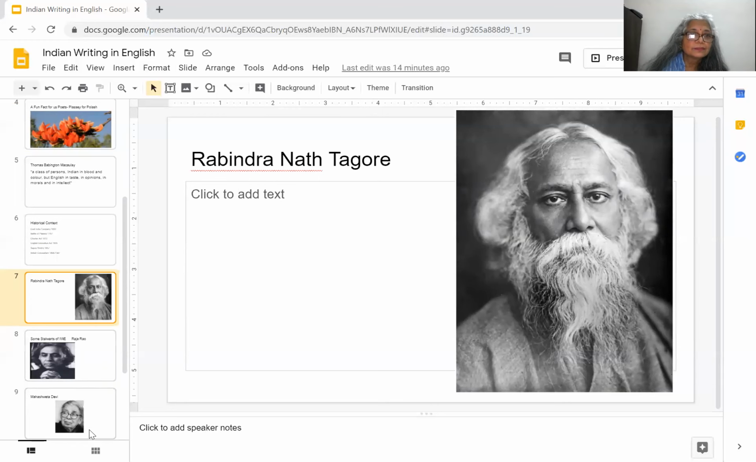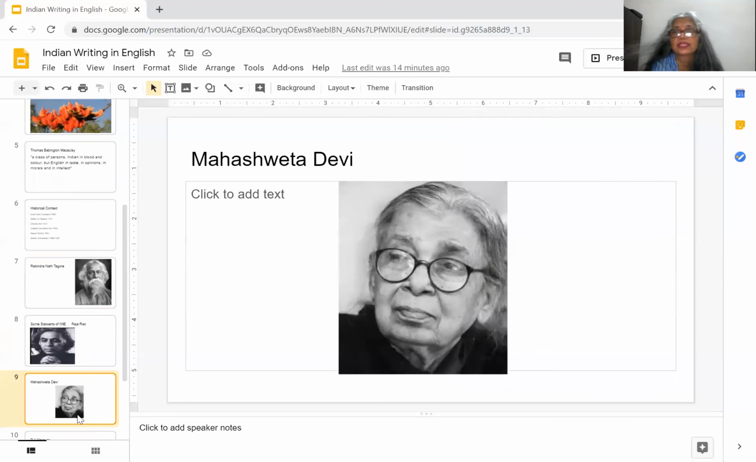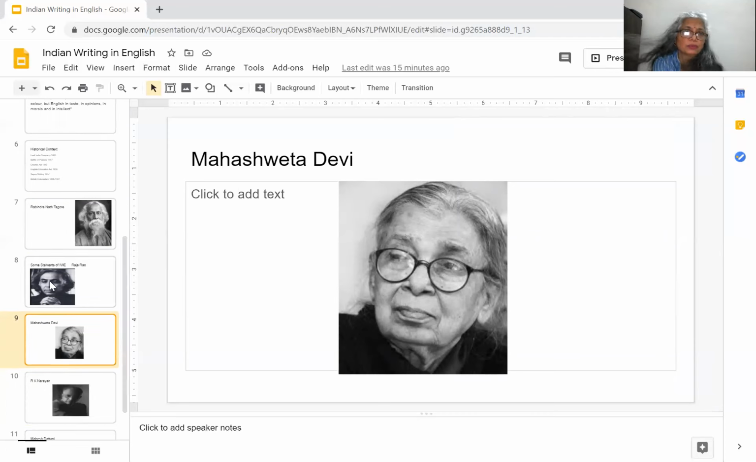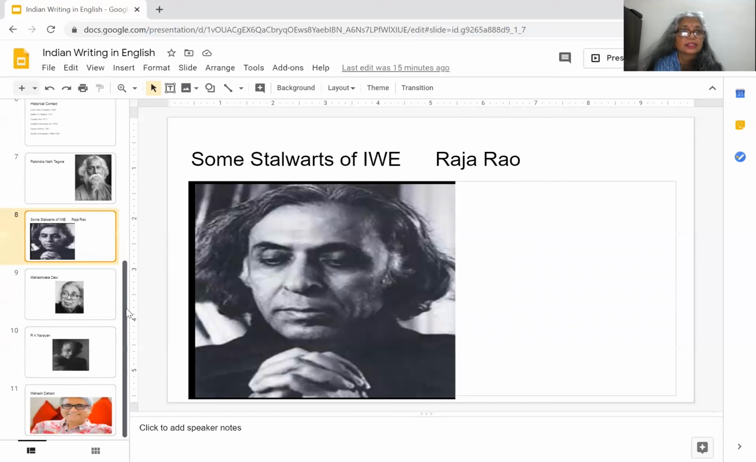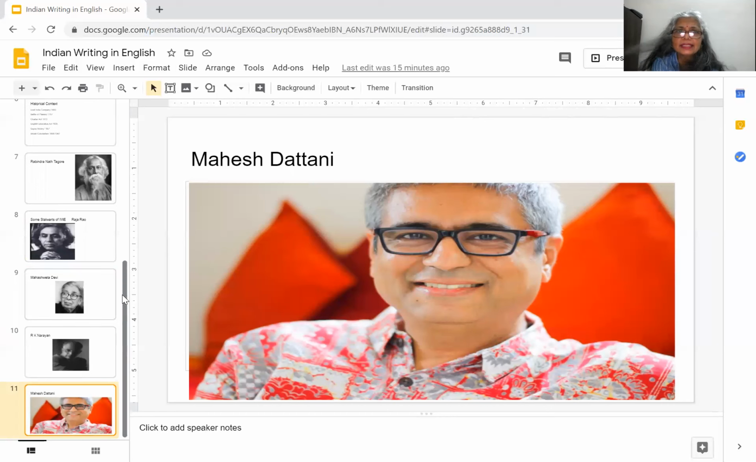Now we have Mahasweta Devi, very well known for her aggressive style of writing, for the downtrodden, for the people who have been subordinated. She's a Bengali writer. I've chosen writers who are there in your curriculum. This is Raja Rao, one of the stalwarts of Indian writing in English. Then we have Mahesh Dattani. We are going to do Final Solutions by him. These are some of our writers.